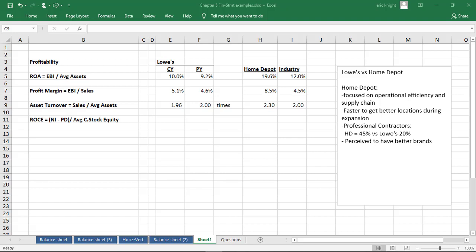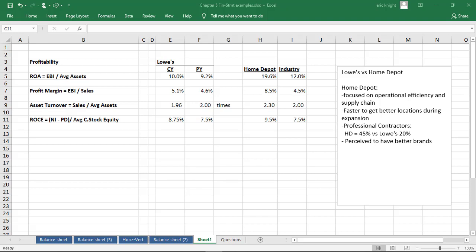The industry is about what Lowe's is. So Lowe's looks like they're performing around the industry, where Home Depot is performing much better. Looking at return on common equity, this is showing us what the equity investors, people who are investing in the stock, are looking at as a return.